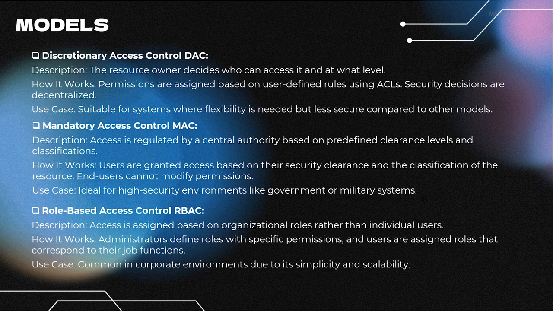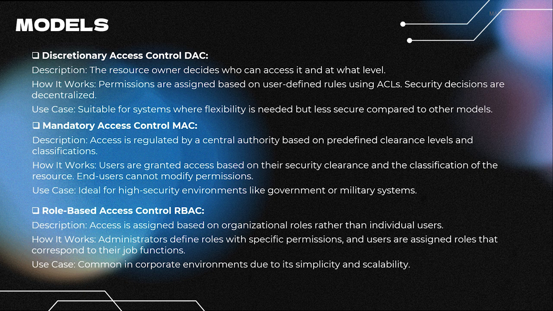These are the models of our topic. Discretionary Access Control, or DAC. Description: the resource owner decides who can access it and at what level. How it works: permissions are assigned based on user-defined rules using ACLs. Security decisions are decentralized. Use case: suitable for systems where flexibility is needed, but less secure compared to other models.